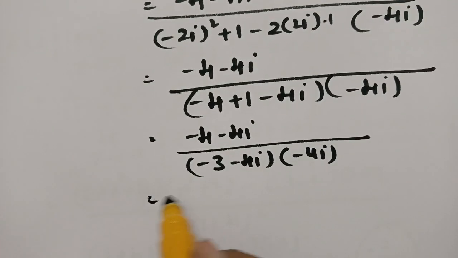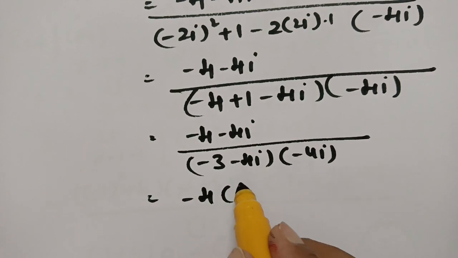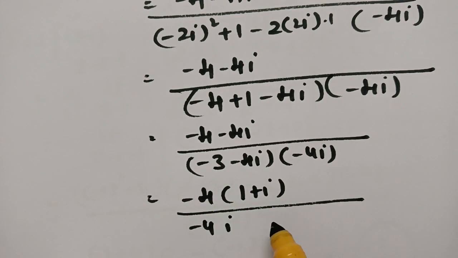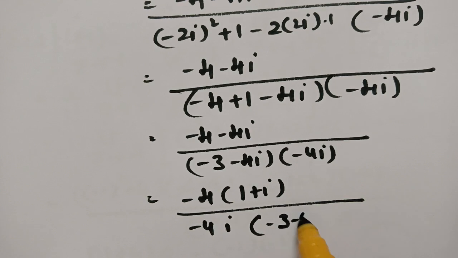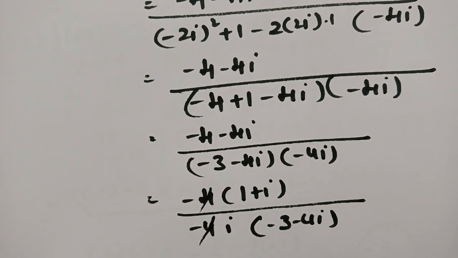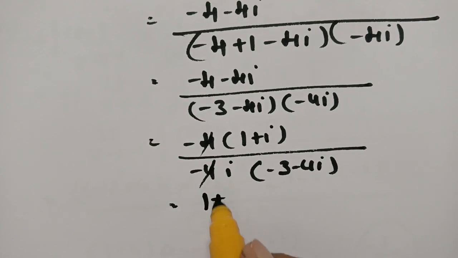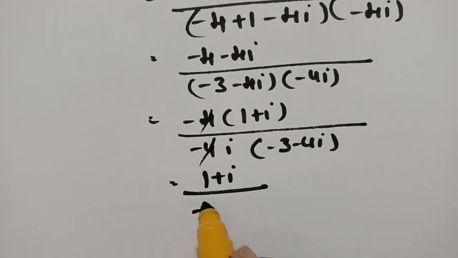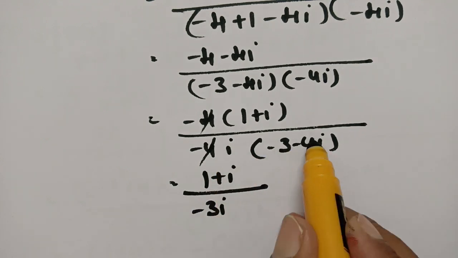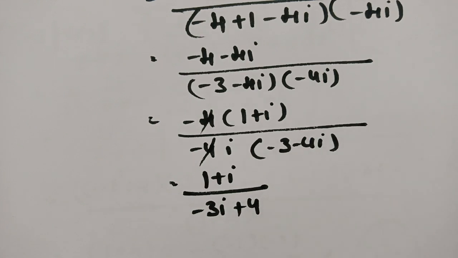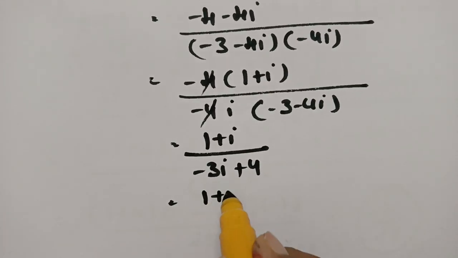So here if I take minus 4 common, this will be 1 plus i by, again here is minus 4i. If I write this as minus 3 minus 4i, so I can cancel this minus 4. And again if I multiply with the i here, so this is 1 plus i by, if I send this inside, this will be minus 3i, and this is minus 4. If I multiply, i square is minus 1, so this will be plus. So this value is 1 plus i by 4 minus 3i.